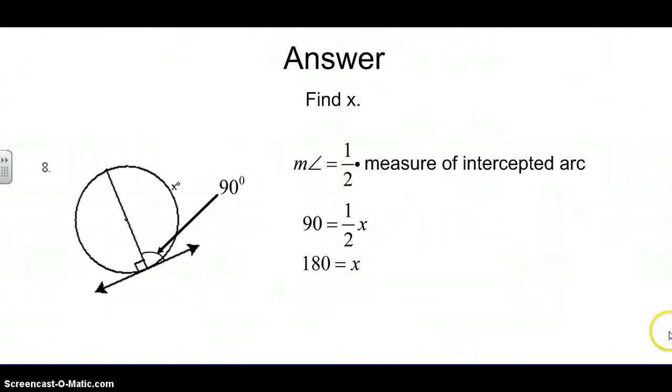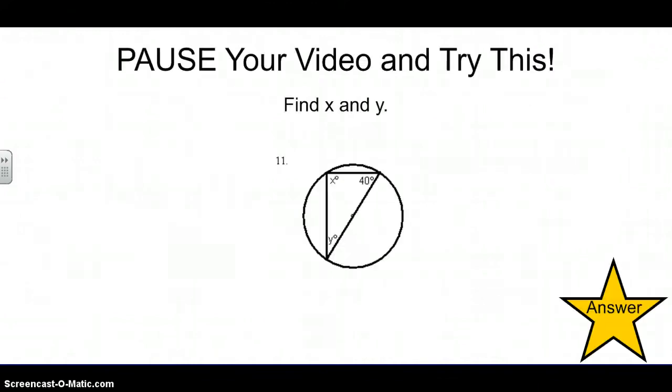Here we go. The measure of the angle that we're interested in is 90 degrees. To find the measure of the intercepted arc, you just plug in and solve for x. Next, I want you to pause your video again, and I want you to try this problem. When you resume, I will show you the answer.